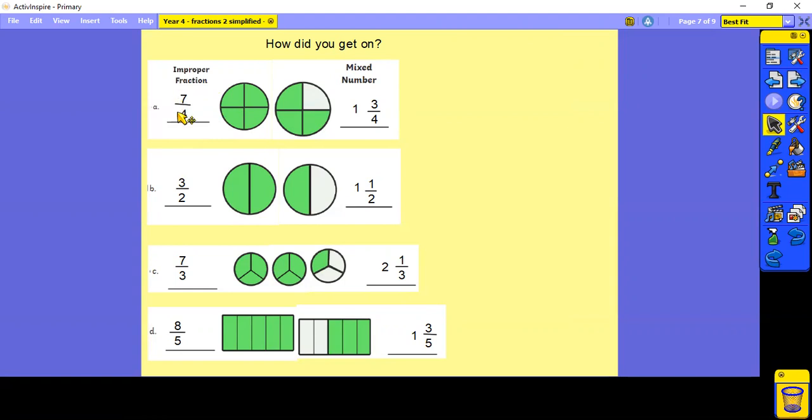So on this side, we had 7/4, and if we write it as a mixed number, it was 1 3/4. Here we had 3/2, and if we write it as a mixed number, we've got 1 1/2. So the improper fraction here was 7/3. Now this one was a bit trickier because 3 goes into 7 2 times. Can you see? We have 2 wholes. So this one was actually 2 1/3. And then the last one was 8/5 in total, and we make that 1 3/5.